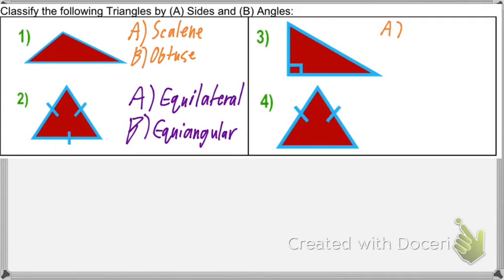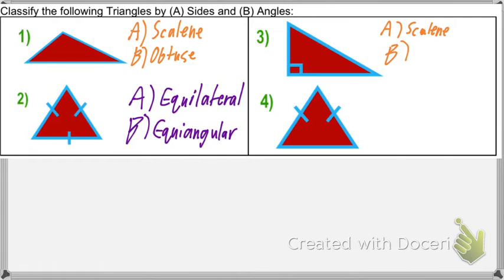Okay, let's look at the third one. Classifying this one by sides, what do we think this one is? Elizabeth, I would agree with you. It is scalene. None of the sides are marked. They have to be in that order. I'm just keeping it consistent so that way everyone can understand it better.